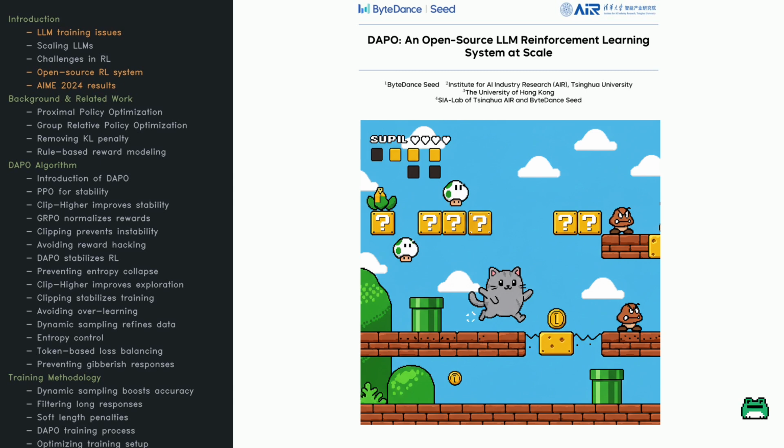At its core, DAPO introduces decoupled clipping and dynamic sampling, solving long-standing RL challenges like training instability, reward noise, and entropy collapse. It achieves state-of-the-art performance with half the training steps. Now let's dive in.